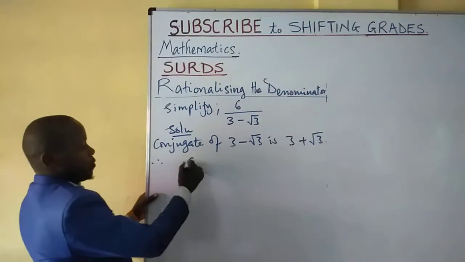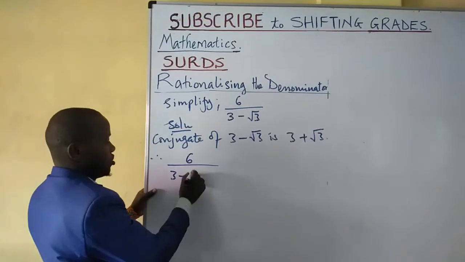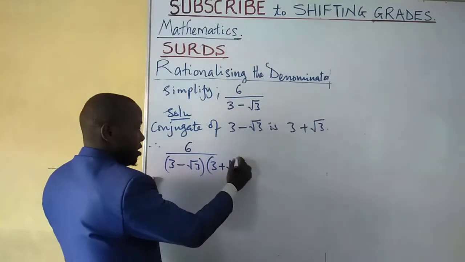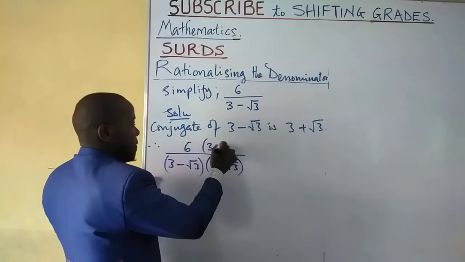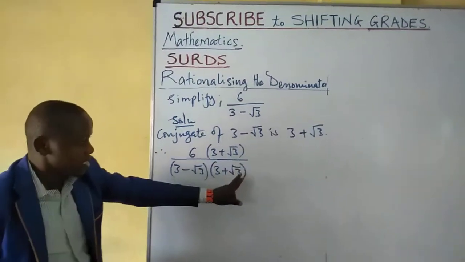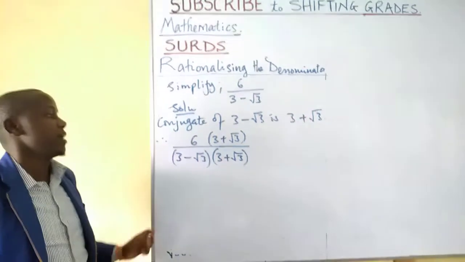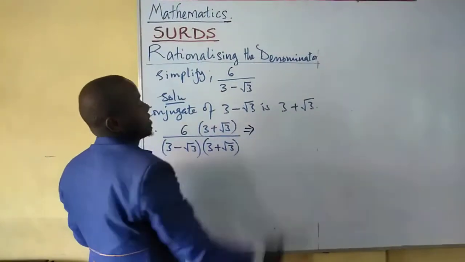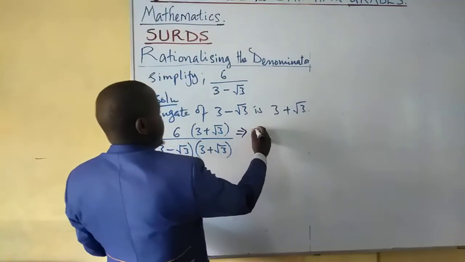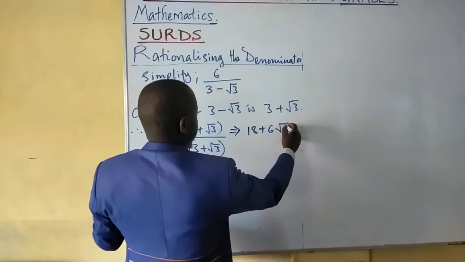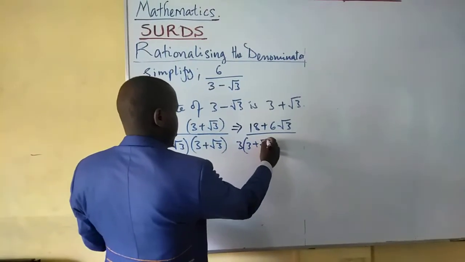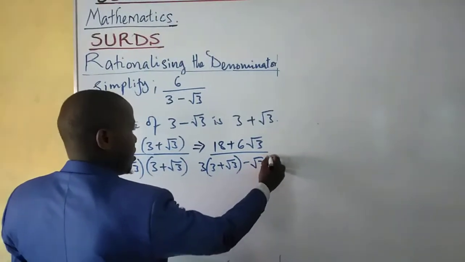Therefore, now we multiply 6 all over 3 minus root 3. In both cases, we multiply with the conjugate of this. The conjugate is 3 plus root 3. We multiply in both cases such that the value of this expression is not affected, because this conjugate is in both cases and it simplifies to a 1. Now multiplying this, we will have 6 across everything. We will have 18 plus 6 root 3, then all over 3 by 3 plus root 3, then negative root 3, again with everything.